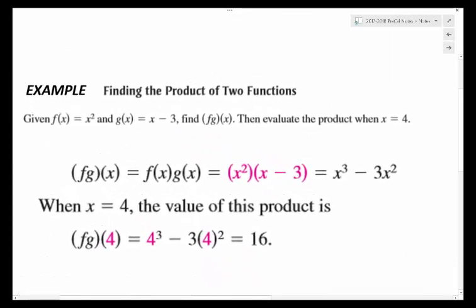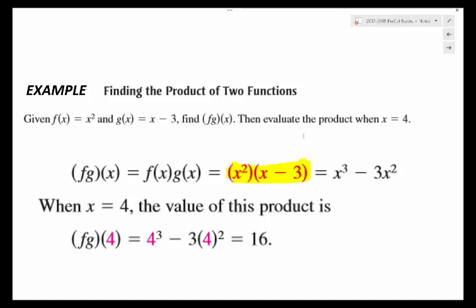Now over here we're going to talk about the product of two functions. So let's say I've got x squared and x minus 3. Find the product of f and g of x, and then evaluate the product when x equals 4. To multiply them together, I just simply multiply them together, like you can see here. In this case, it's a very simple operation. Distribute the x squared through, and I get x cubed minus 3x squared. This is not any different math than you have ever done before. It is simply stating it differently than you've done it before.